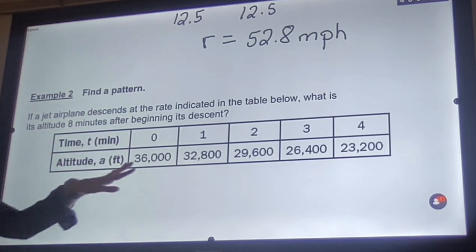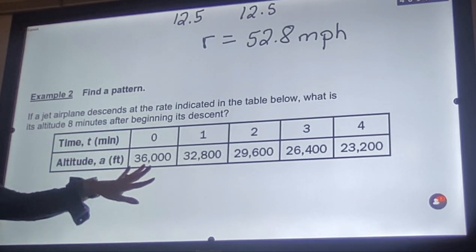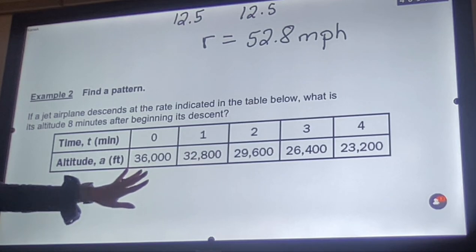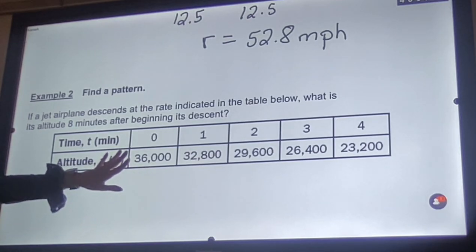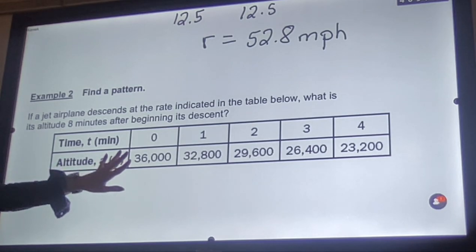So I went to Florida this summer and we might have been like 35,000 feet. But usually when you're in the air, you're flying pretty darn high up there. That's like 7 miles up in the sky. That's how far you are.